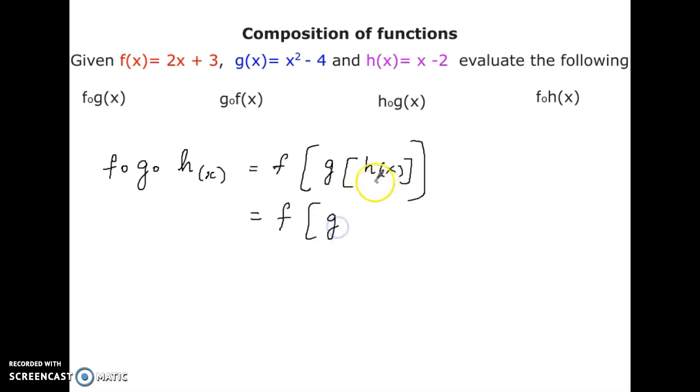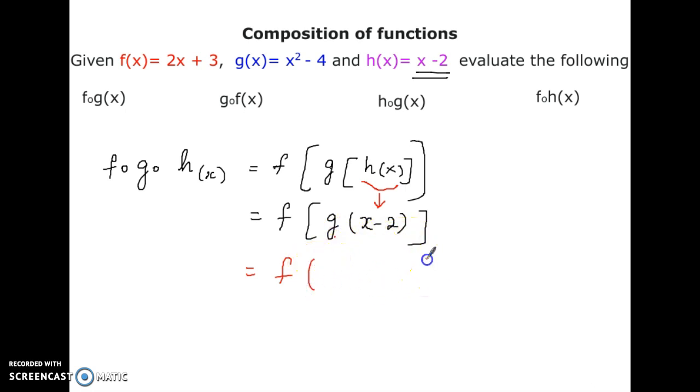So I'm going to first substitute for h of x here. Instead of h of x, what do I have? We have the expression x minus 2, so I'm going to put x minus 2. So that's what I have first. It's the first step: I replace the h of x with the expression that went with it. Now, f of g of x minus 2.